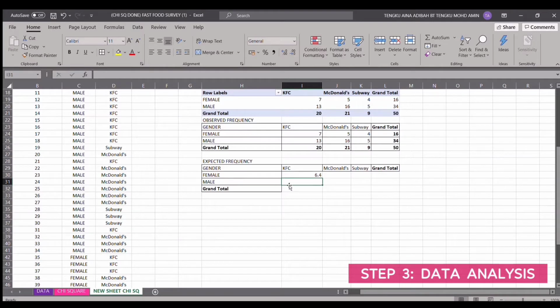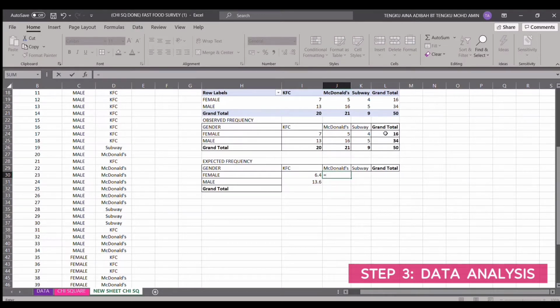To find this one, it is also the same formula, but with the grand total of this one, because it is a male one, and then multiply by the grand total of KFC, and then again divided by the total number of respondents, which is 50, and then click enter. This is the answer for this expected frequency.